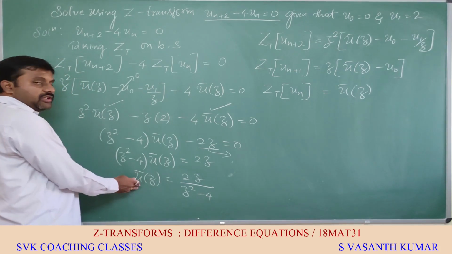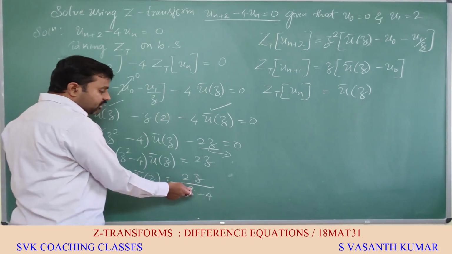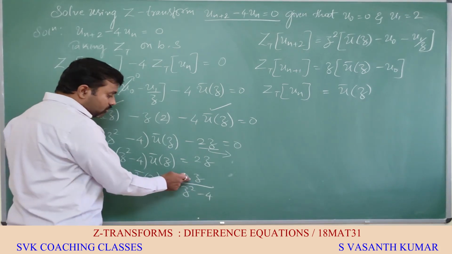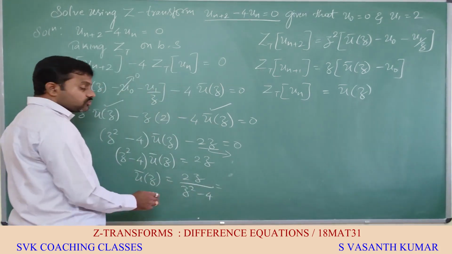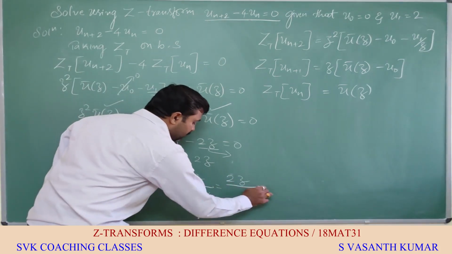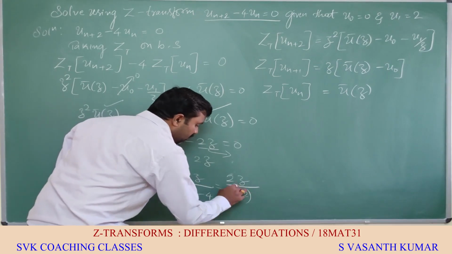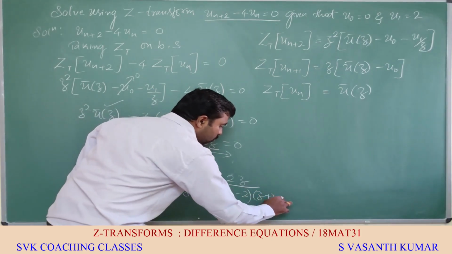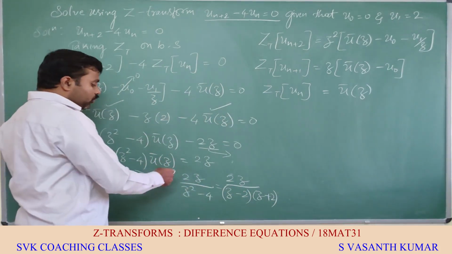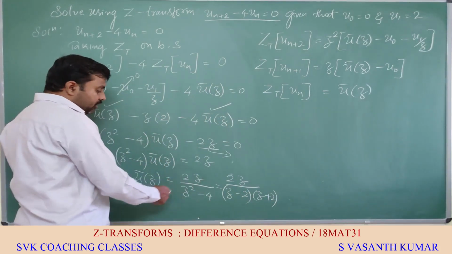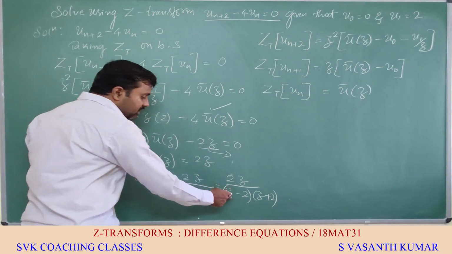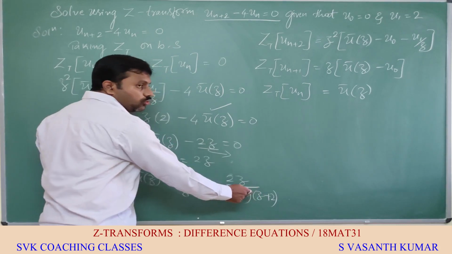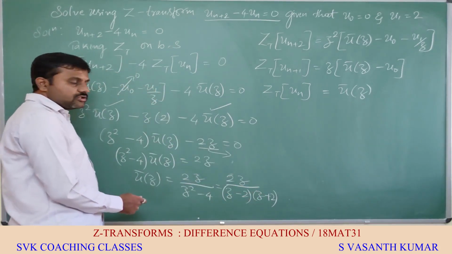Now the problem has been reduced to the form f of z by g of z, which has been solved in the previous session. So I should factorize the denominator. It is of the form a square minus b square. So 2z divided by z minus 2 into z plus 2. I got the factors. Now divide both sides by z. You are going to get u bar of z by z equal to 2 by z minus 2 into z plus 2. Resolve that by partial fraction.